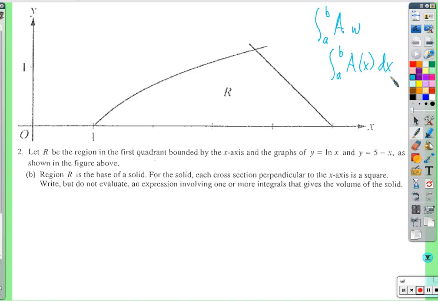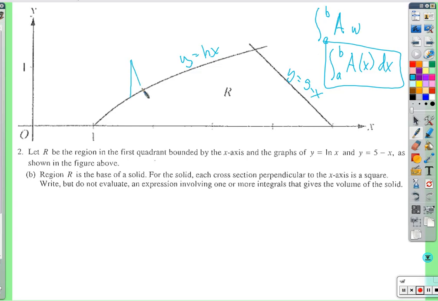Okay. R is the region defined in the first quadrant, so just the area in the first quadrant, not going down below, bounded by the x-axis and the graphs of y equals the natural log of x, that's that guy, and y equals 5 minus x, as shown in the figure above. So we're just going to take this little part of the question. Region R is the base of a solid. For the solid, each cross section perpendicular to the x-axis is a square. Write, but don't bother to evaluate, an expression involving one or more integrals that gives the volume of the solid. So there's the integral that we want to write, or maybe there are a couple of integrals.